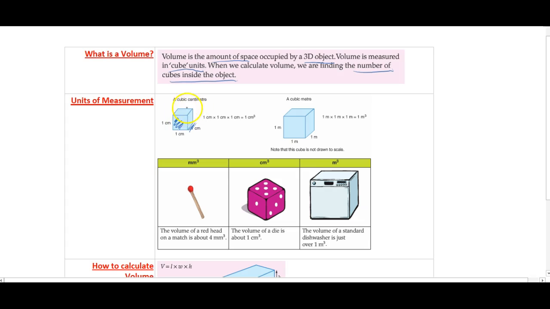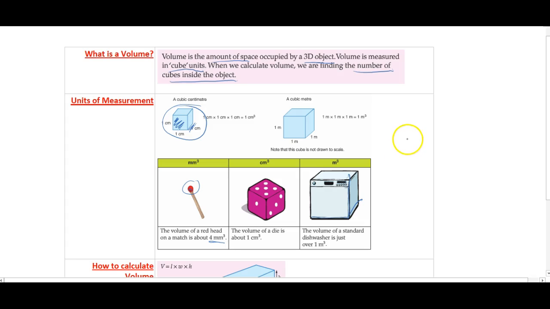This is an example of a cubic centimeter, and this is an example of a cubic meter. How many of these cubes would fit in the object gives us the volume. Some examples: the red part of a match would have about 4 millimeters cubed. A die would have around a centimeter cubed, and a washing machine or a dishwasher would have about a meter cubed, meter by meter by meter.